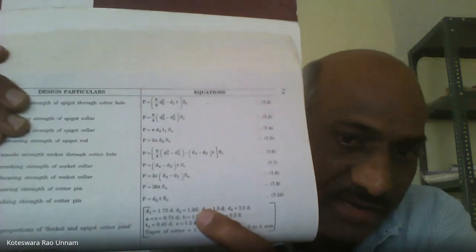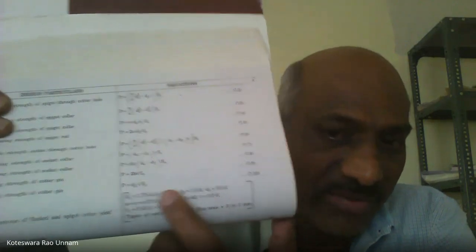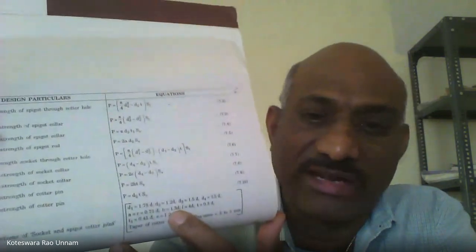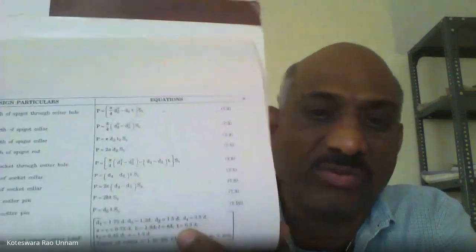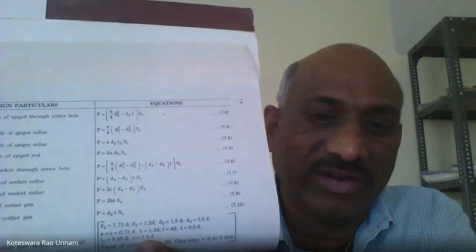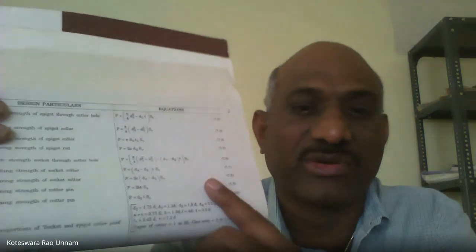Like he has given D1 is 1.75 D, D2 is 1.2 D, D3 is 1.5 D and D4 is 2.5 D. Like that he has given the proportions. Similarly, A equal to C equal to 0.75 D, B is equal to 1.3 D, L is equal to 4 D, T is equal to 0.3 D, T1 is 0.45 D, E is 1.2 D. Like that he has given all the proportions.